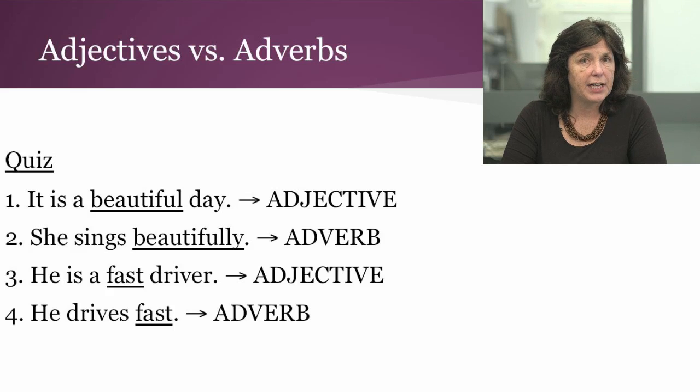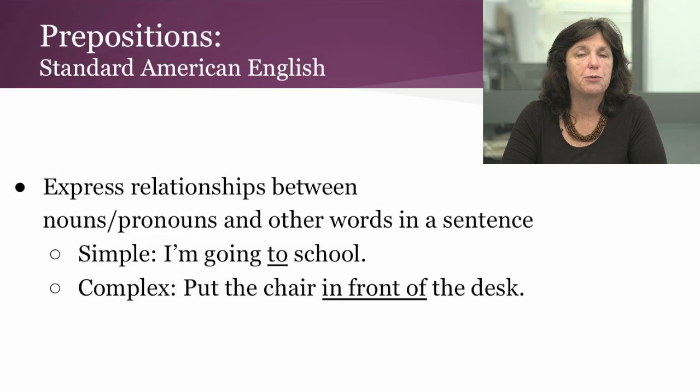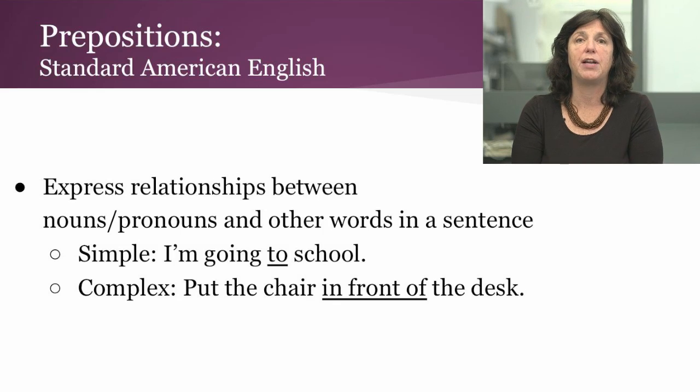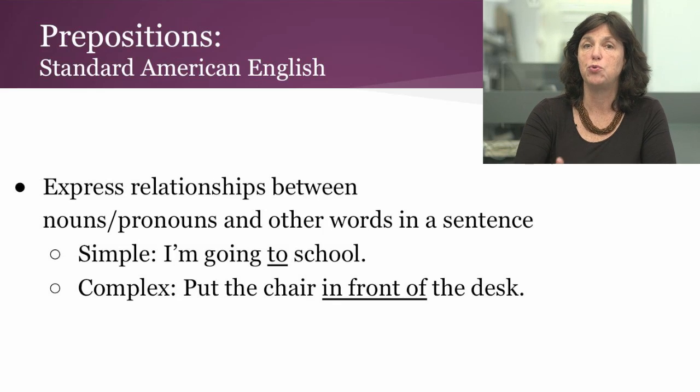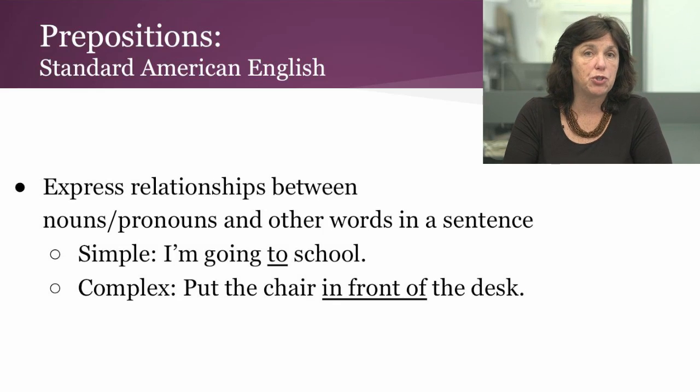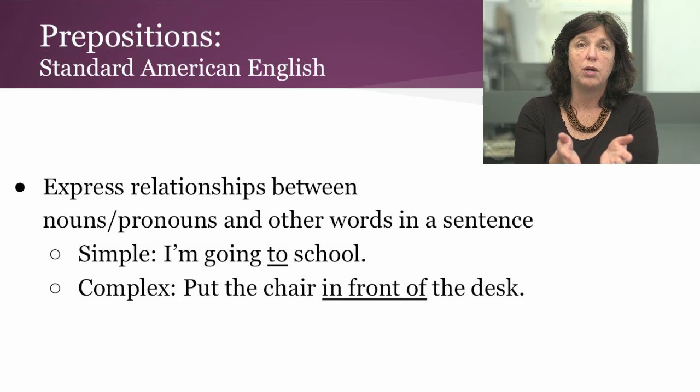Now that we've covered adjectives and adverbs, let's move on to prepositions. Prepositions express relationships between a noun or a pronoun and other words in a sentence. There are simple and complex prepositions. Simple prepositions consist of a single word like to, as I'm going to school. The preposition to expresses a relationship between the noun school and the verb going.